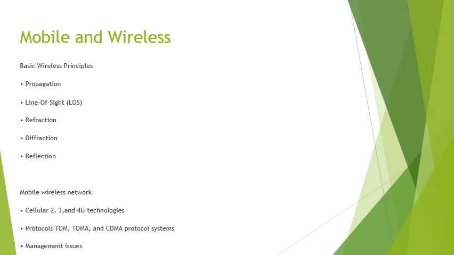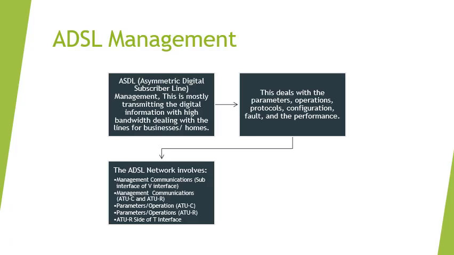Basic wireless principles: propagation, line of sight, refraction, diffraction, reflection. Mobile wireless network: cellular 2, 3, 4G technology, protocol TDM, TDMA, CDMA protocol systems, management issues. ADSL management is mostly transmitting digital information with high bandwidth, dealing with the alliance for business and homes. This deals with the parameter operation, protocol configuration, fault, and the performance. The ADSL network involves management communication, subinterface of V interface, management communications, parameter operations.